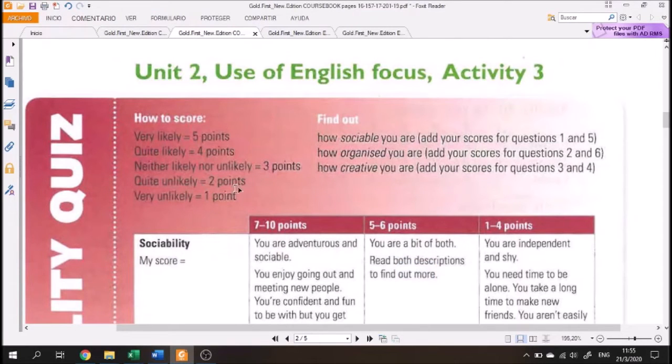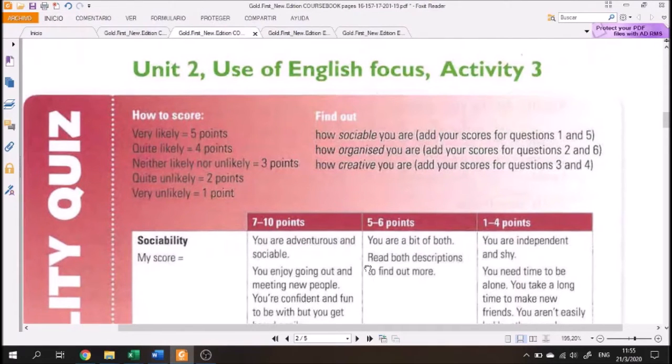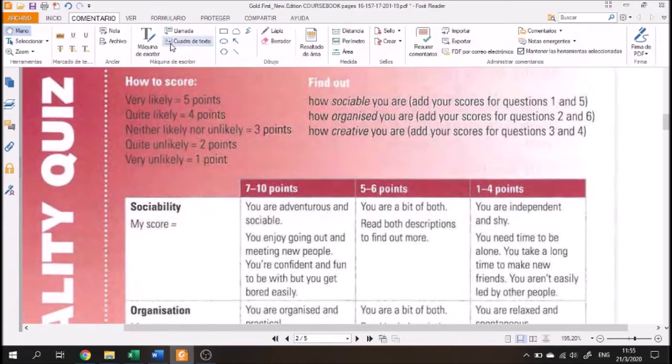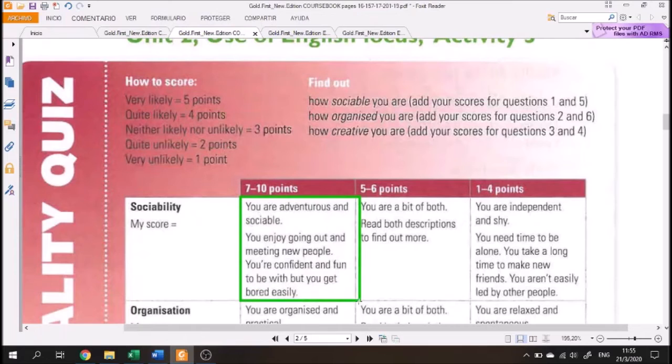For question 1, then, I chose quite unlikely, so that's 2 points. And for question 5, I chose very likely, so I get 5 points. 2 plus 5, 7. So for sociability, I got 7 points. This is how sociable I am. According to this, my sociability is the first.